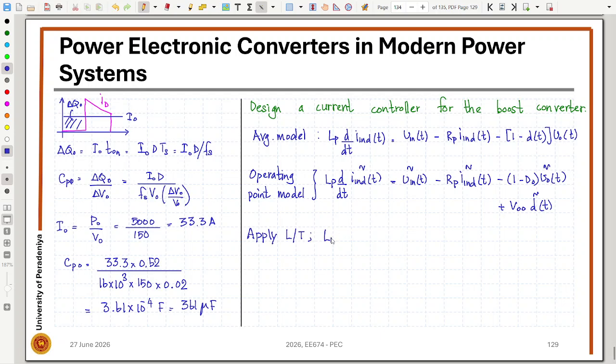If we do that, we would get Lp s times i inductance(s) is going to be equal to v in(s) minus Rp times i inductance(s). So this would be the operating point model in the s domain, and we can utilize that to develop the controller.